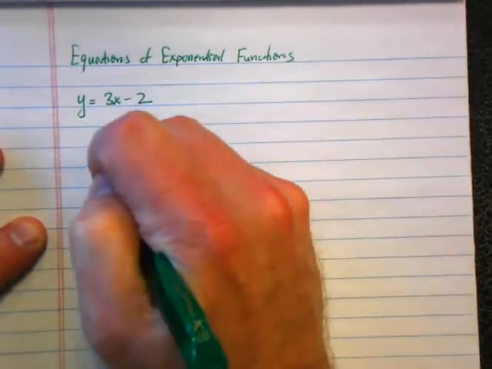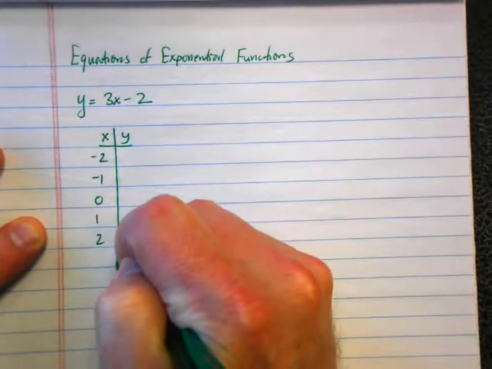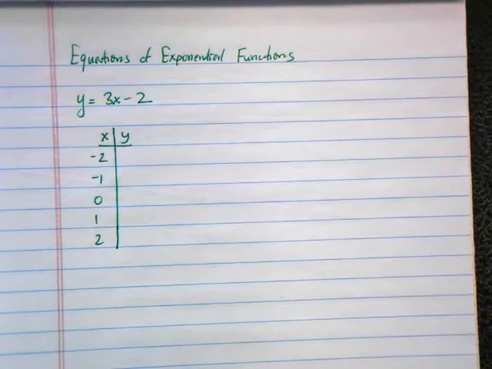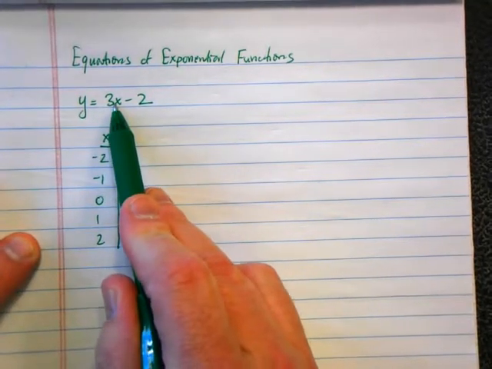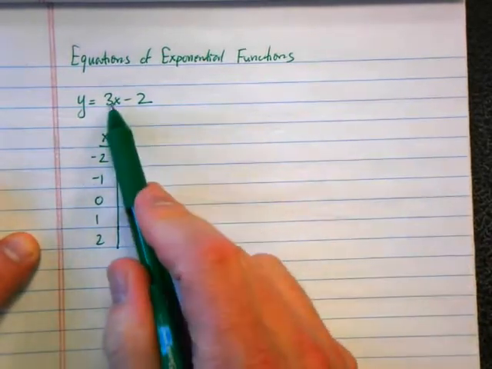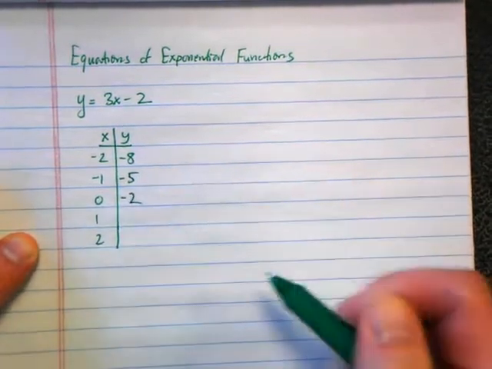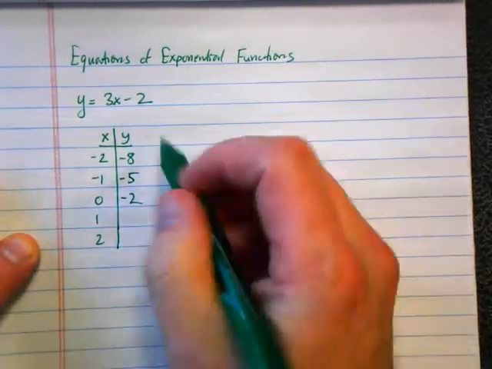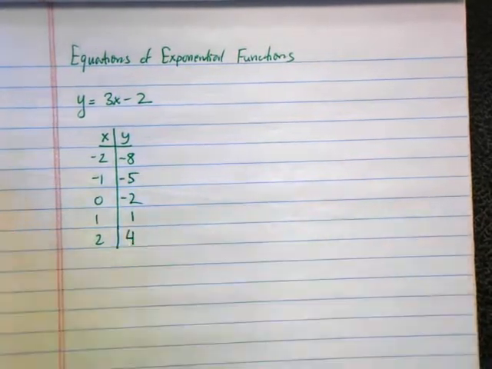let's say I plug in -2, -1, 0, 1, and 2. You should recognize a definite pattern. Let's see, if I plug in -2, I get -6 minus 2, that's -8. If I plug in -1, I get -5. Plug in 0, I get -2. Plug in 1, I get 1. And plug in 2, I get 4.